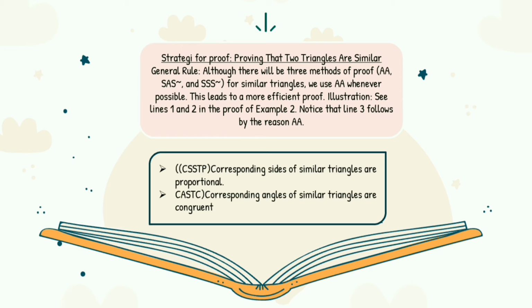Notice that line 3 follows by the reason AA. CSSTP: corresponding sides of similar triangles are proportional, and CASTC: corresponding angles of similar triangles are congruent.